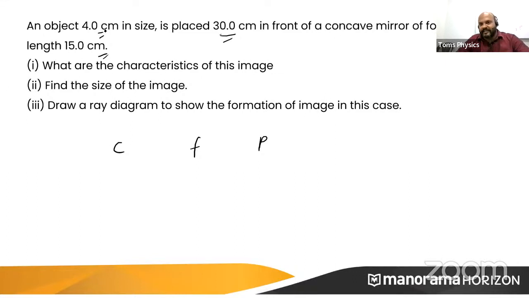Abel tells me it is at C. Dikshit also tells me it's at C. Very good, right? Because what do we know? We know that the focal length, okay, let's draw the complete diagram here.